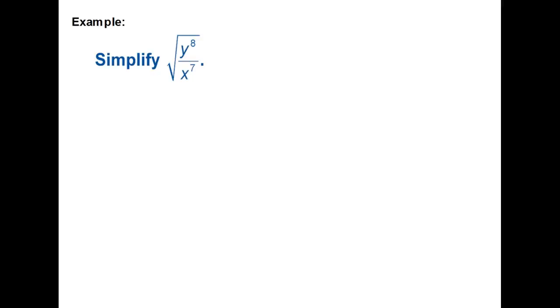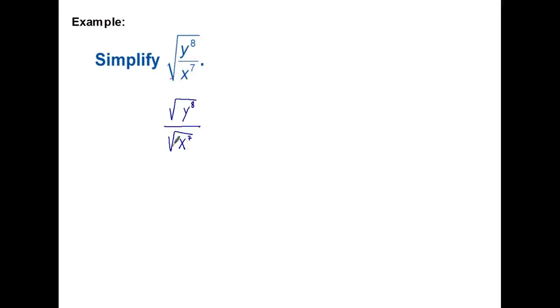First, we need to use the quotient rule to split the fraction. So the quotient rule simply says that the square root of y to the 8th divided by the square root of x to the 7th is equal to the square root of y to the 8th over x to the 7th. Now, the reason we have to split it is we can simplify the radical. We do not need the square root under the radical at the bottom, at the denominator.